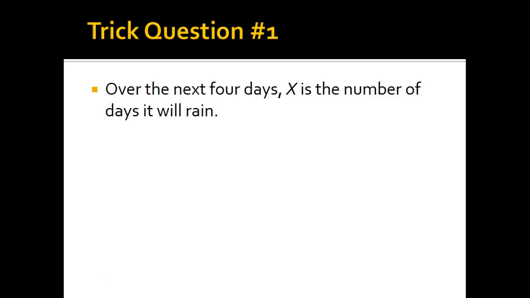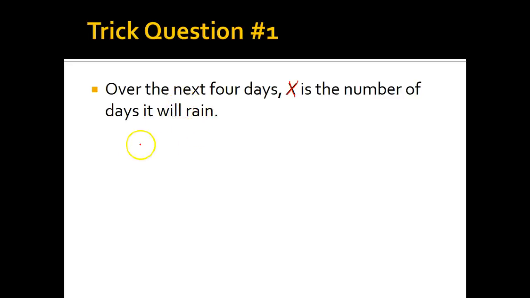Let's take a look. I'm going to look at one that's a bad example, one that's not a binomial distribution. It's this one. Over the next 4 days, X, and we always define the variable as our success. X is the number of days it will rain. So X is the number of successes, which is defined as days that it rains.